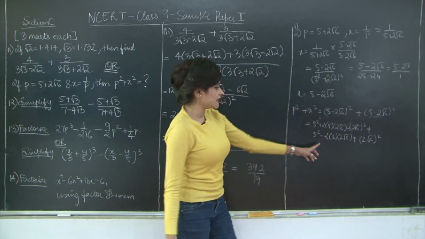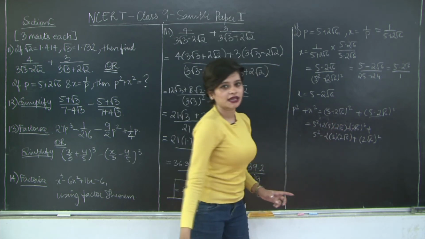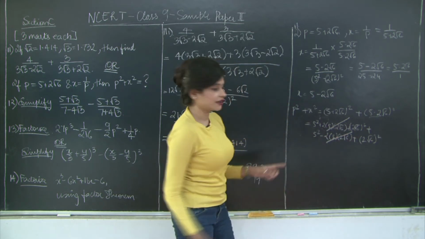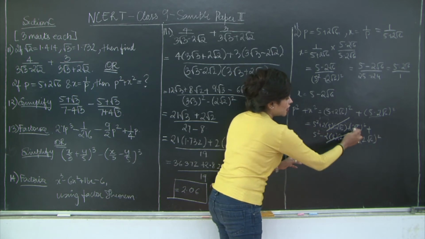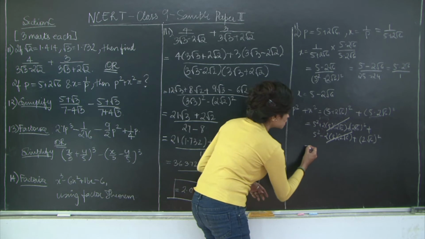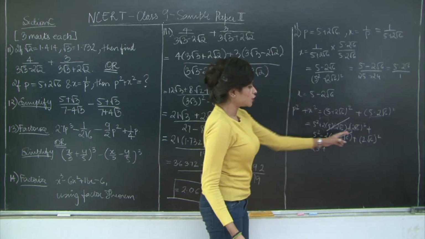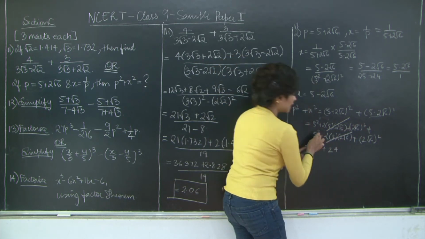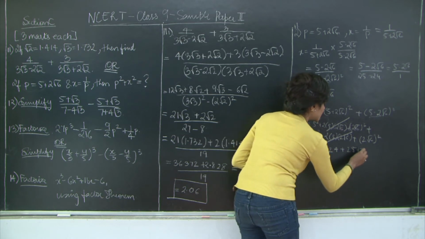So what do you see? You see this entire term and this entire term, they are the same but with opposite signs. So you can simply cut them off. Therefore, what do you get? 5 square plus 5 square plus 2 root 6 the whole square plus 2 root 6 the whole square. So this is going to be 25 plus 2 root 6 the whole square, which is 4 into 6, which is 24. Plus again you have 5 square, which is 25, plus 24.